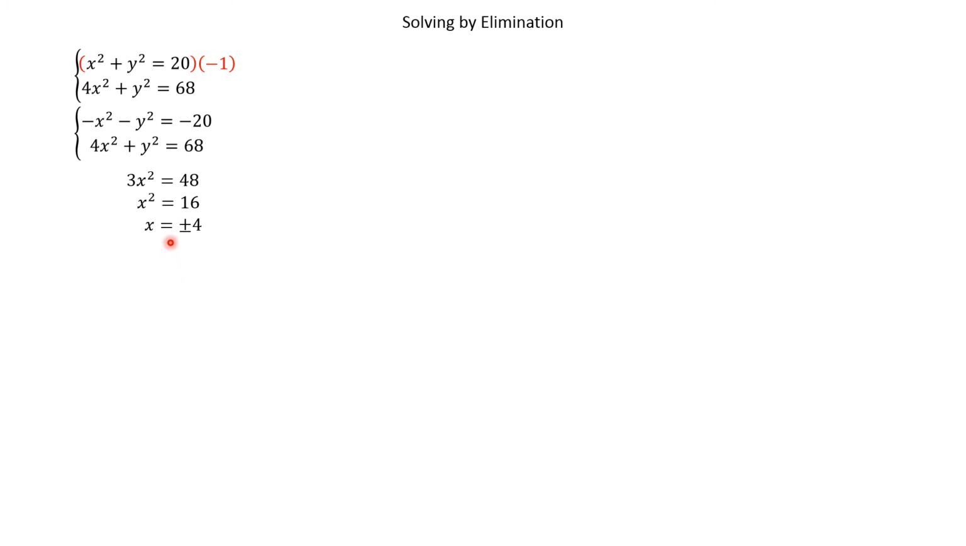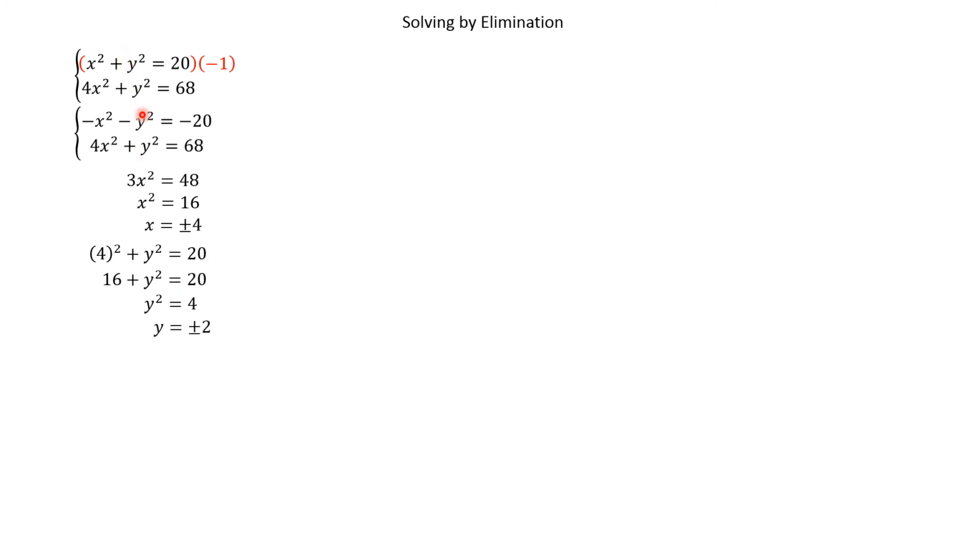So let's plug it into one of them. I'd recommend the top one because that's the easier one. So we have 4 squared plus y squared equals 20. 4 squared is 16 plus y squared equals 20. Subtract. Y squared equals 4, which means y equals plus or minus 2.